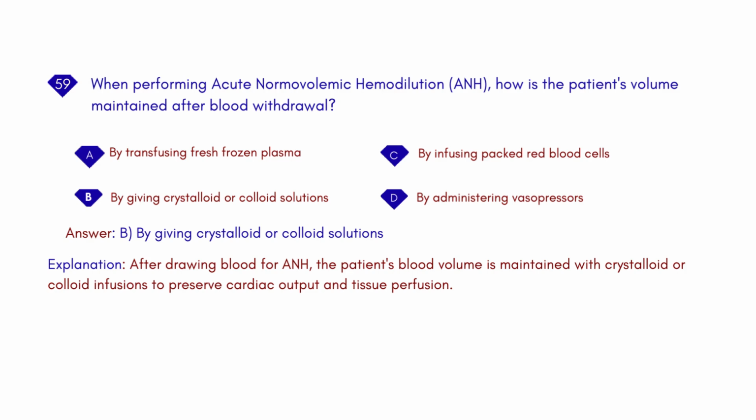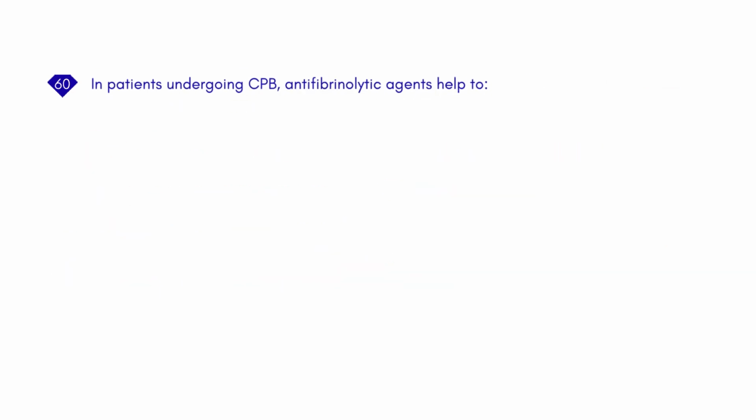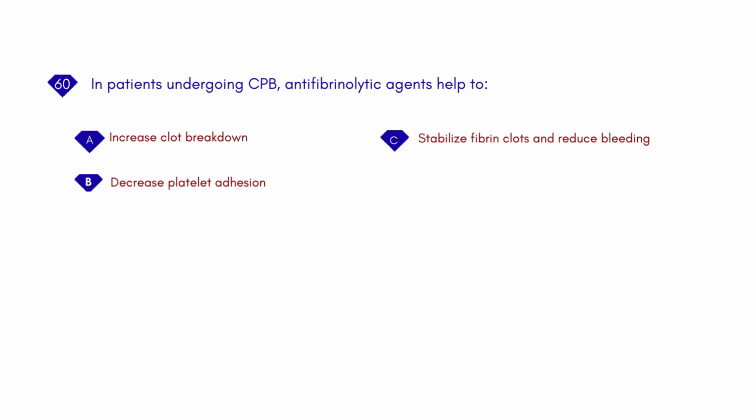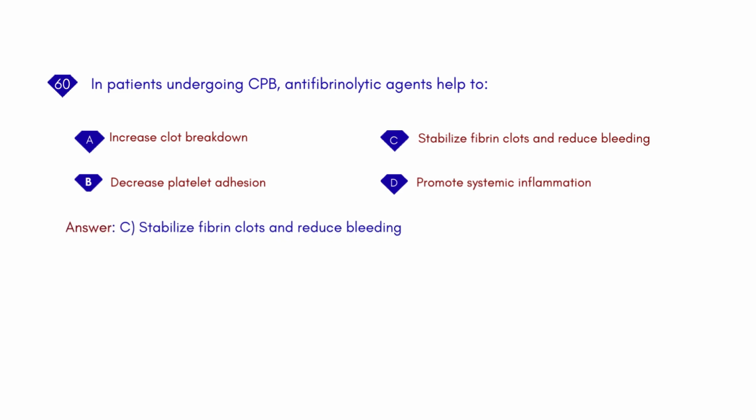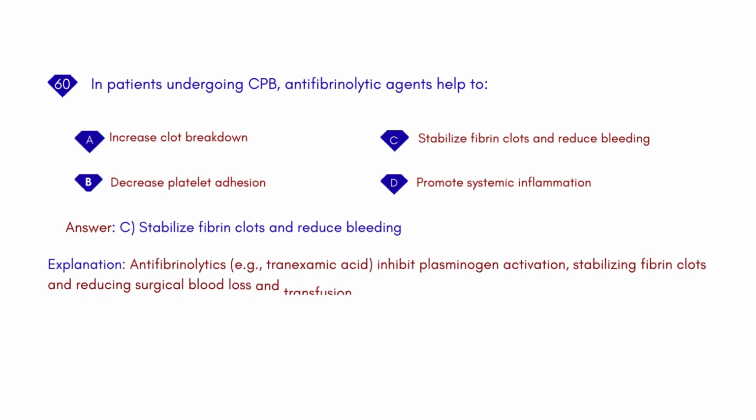output and tissue perfusion. In patients undergoing CPB, antifibrinolytic agents help to A. Increase clot breakdown. B. Decrease platelet adhesion. C. Stabilize fibrin clots and reduce bleeding. D. Promote systemic inflammation. Answer: C. Stabilize fibrin clots and reduce bleeding. Explanation: Antifibrinolytics, e.g., tranexamic acid, inhibit plasminogen activation, stabilizing fibrin clots and reducing surgical blood loss and transfusion needs.